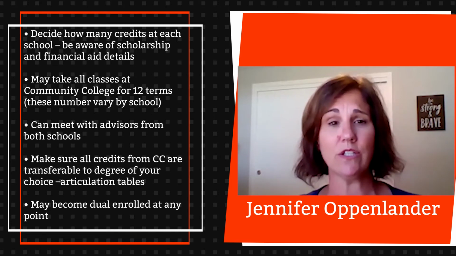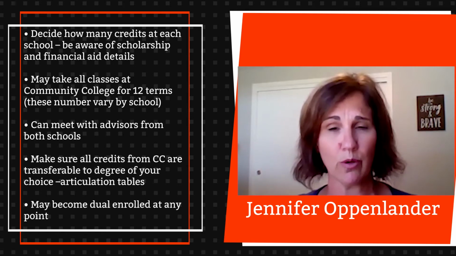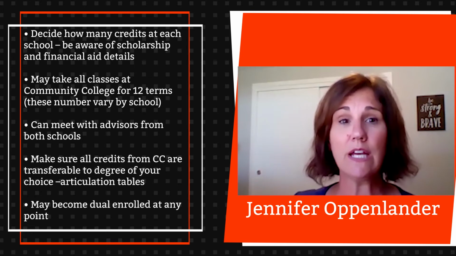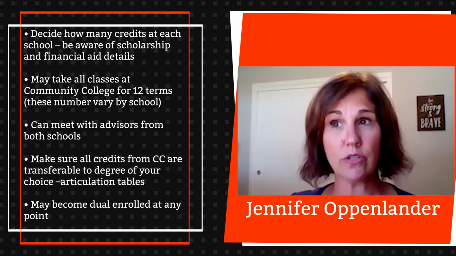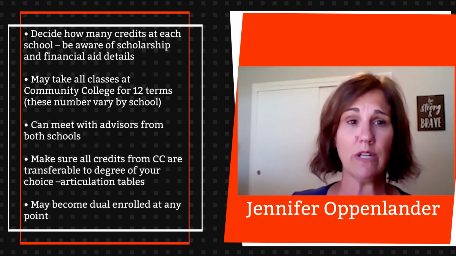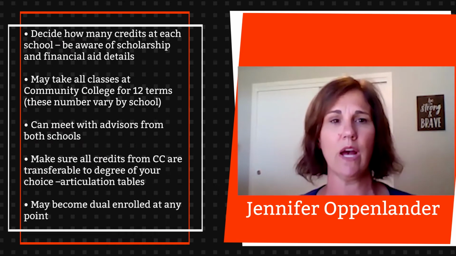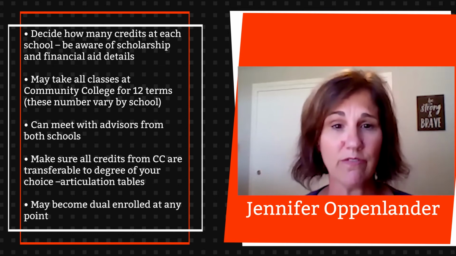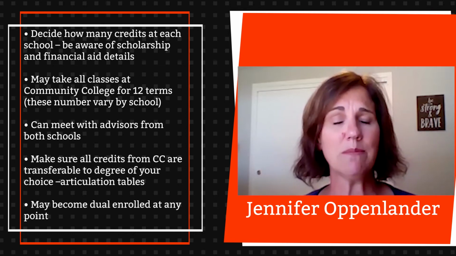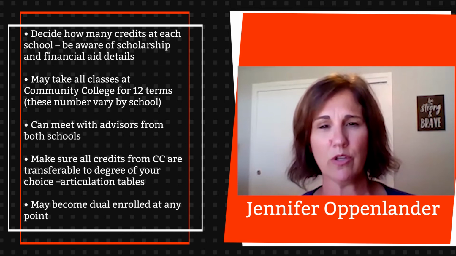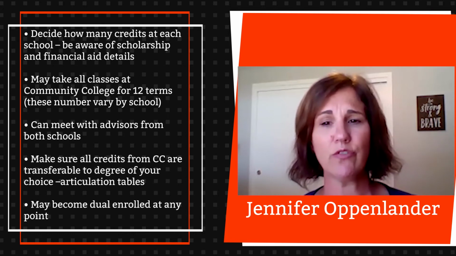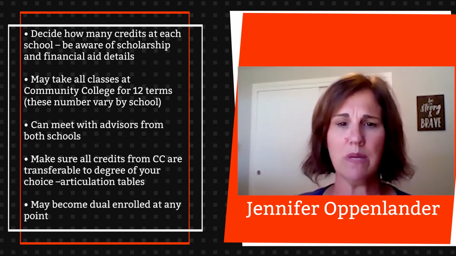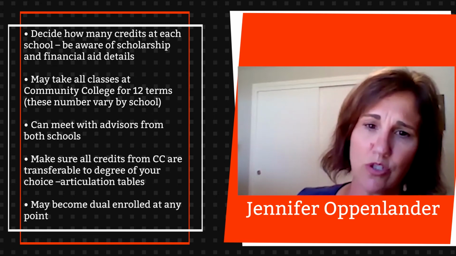Another great way to use the DPP program and the dual enrolled program is when you're getting close to becoming completely done in your degree, but you're not quite done with your community college classes. It's really nice to be able to take a combo at both places. So anyway, again, you can meet with both of your advisors. You need to make sure that all of your credits from your community college are transferable to the degree that you're choosing with the university that you're at. And in a minute, I'm going to pull up the articulation tables and show you how to do that.